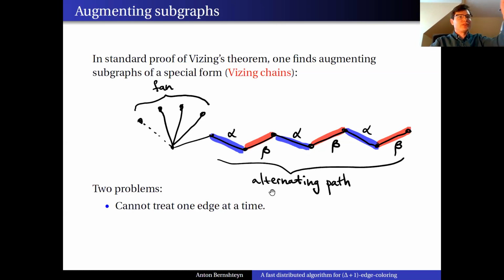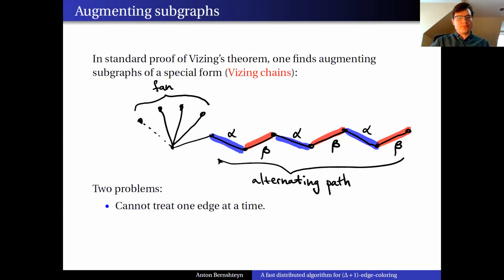There is a question, let me quickly answer. Is all of the fan uncolored? No, only the first edge. The first edge is uncolored. All the other edges in the fan are colored with some colors. So in the whole picture, there is exactly one uncolored edge, this first one.